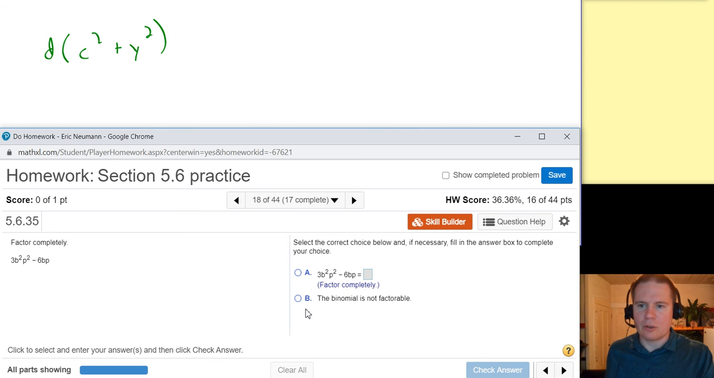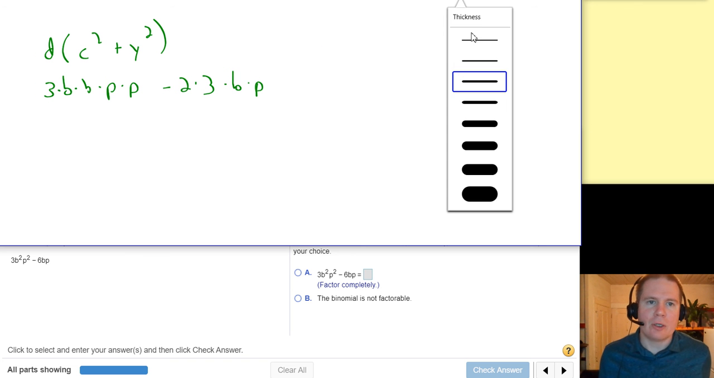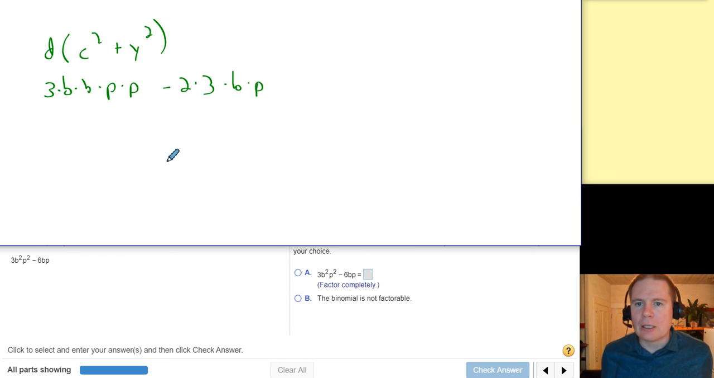Fantastic. All right, here we have even more going on. So that's a 3 and a 6. Those have a common factor. Let's just write this out. B squared, that's b times b. P squared, that's p times p. 6, that's 2 times 3, times b times p. I hope I'm enunciating clearly enough. You can hear all those differences.